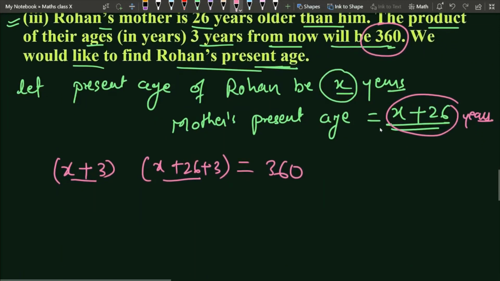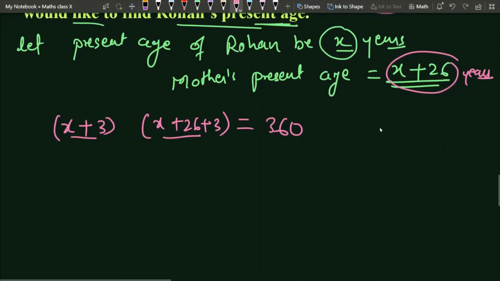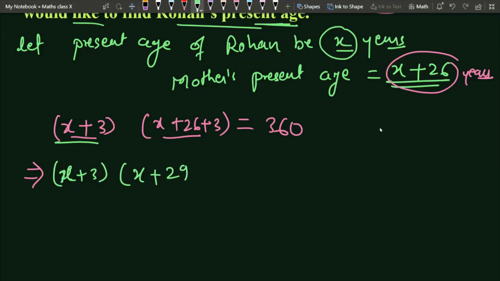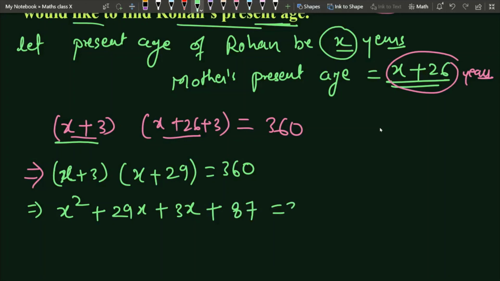x plus 3, x plus 26 plus 3 is equal to x plus 3, this is x, and this is x plus 29, because 23 plus 6 is 29. Now it becomes 360. x into x is x square plus 29 into x, 29x, plus 3 into x is 3x, and plus 29 multiplied by 3. How much is it? 90 minus 3, it is 87, is equal to 360.